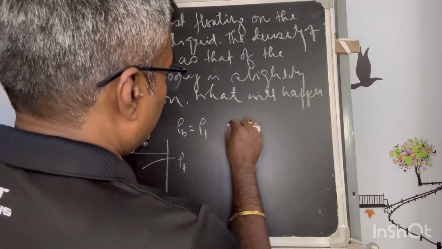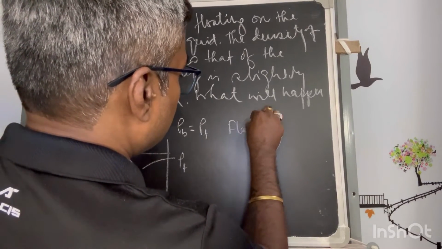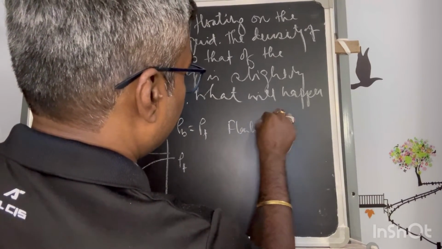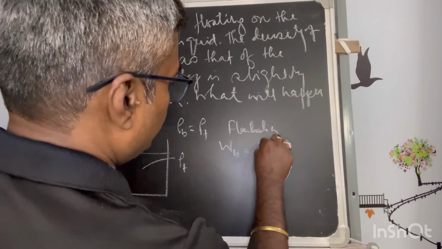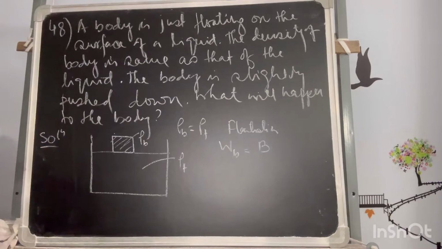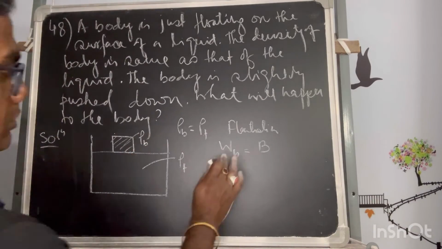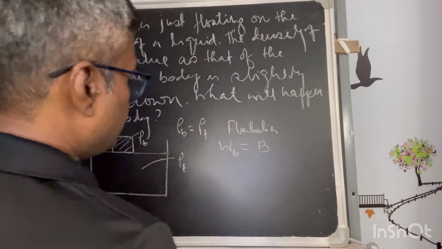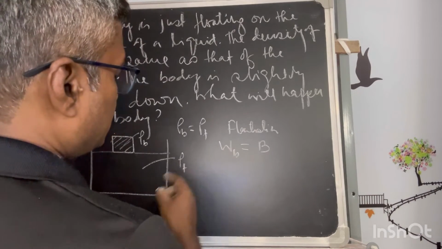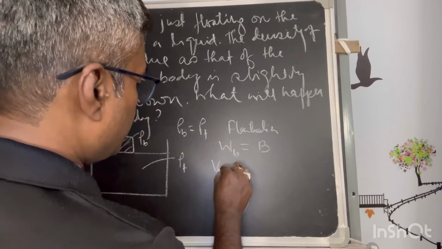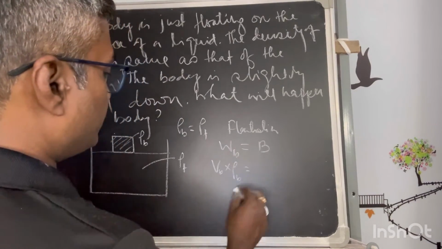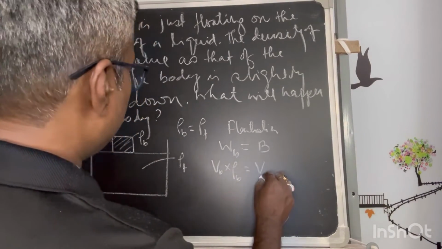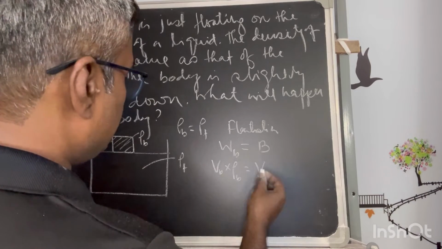So now the floating, the principle of flotation is that the weight of the body is equal to the buoyant force. That has to be, there is no imbalance between these forces. The weight of the body is the volume of the body into rho of the body, and the buoyant force is the volume of the liquid dispersed.